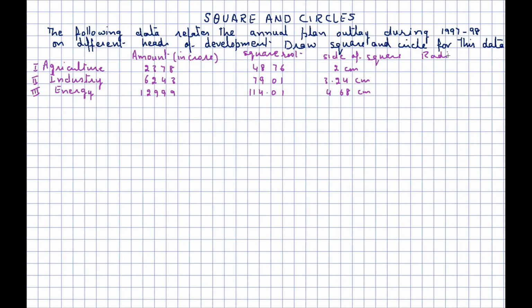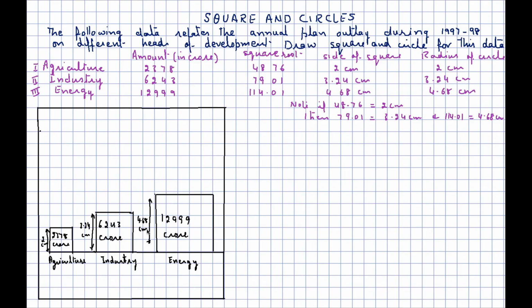And for the circle also, these will be the radii of the circle. So 2 centimeter will be the radius of the first circle, 3.24 is again the radius of the second circle, and 4.68 will be the third radius of the circle. I have given a note here. If 48.76 is equal to 2 centimeter, then 79.01 will come out to be 3.24 centimeter, and 114.01 will come out to be 4.68 centimeter. Now draw the square. This is how we will draw the square.